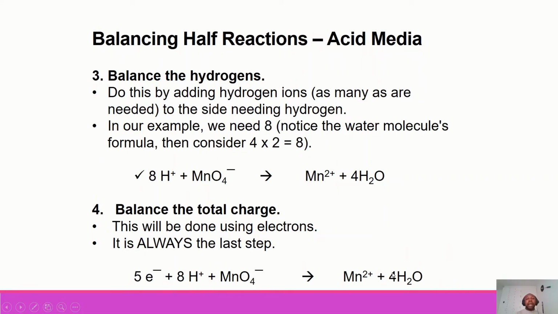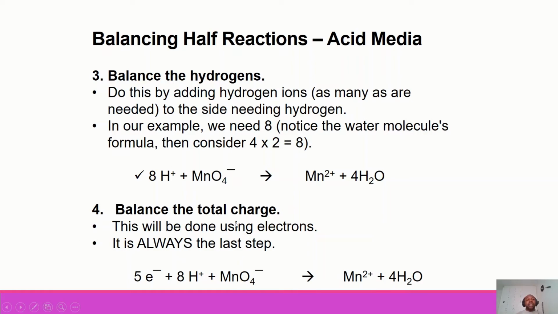So we now need to balance the hydrogen that is present. So how many hydrogen do we have here? We now have 8. So the rule says that you add hydrogen ion as many as needed to the side that needs hydrogen. Which side needs hydrogen? This side needs hydrogen. And how many hydrogen? It's going to be 8 because we're having 8 hydrogen here. So that's why we have 8 protons added to the side. So as you can see now, all the elements are balanced.